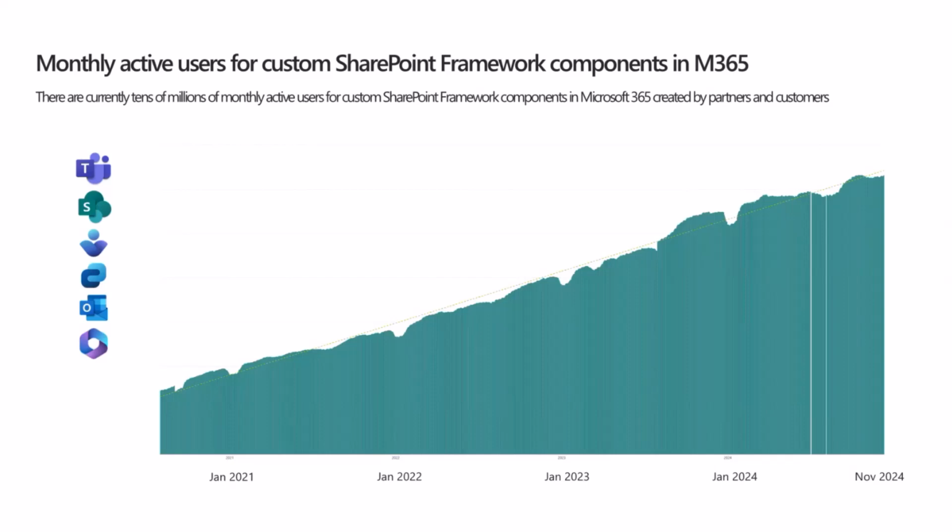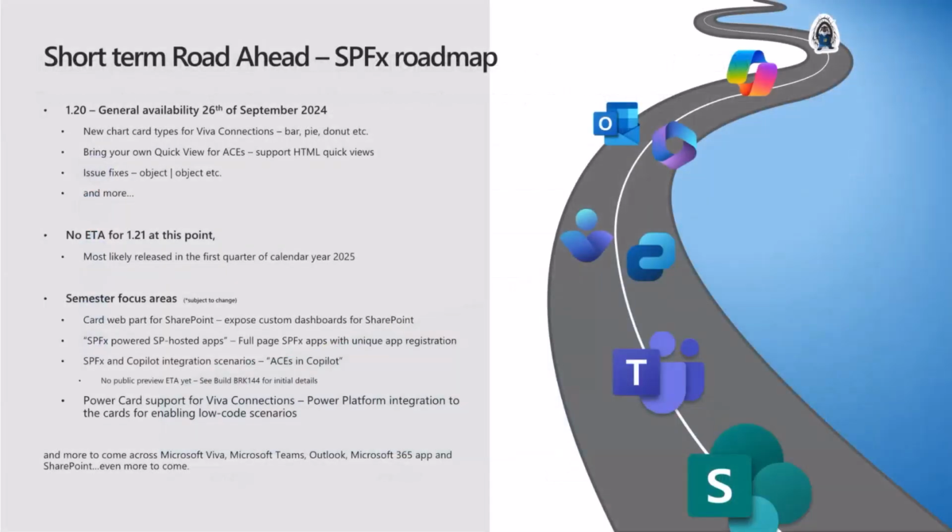Now let's go to the following slide. Quick recap on where we are. No changes actually here. 1.20 is currently the GA version of SPFx that did address, for example, issues like what we introduced in 1.19 related to the object-to-object exception and all of that. So please update to the latest version. New things there were mainly for Viva Connections. There's a lot of internal planning now happening for next semester and the following semester. There's some good ideas on what we're going to do.